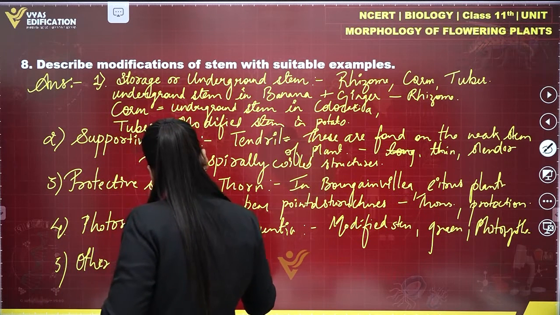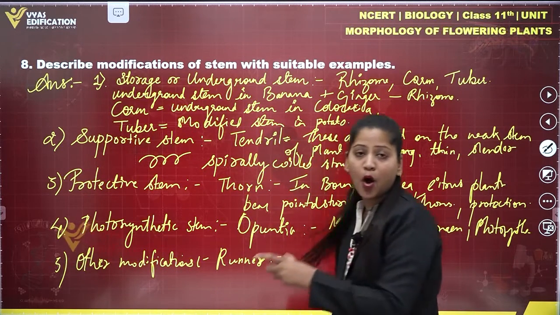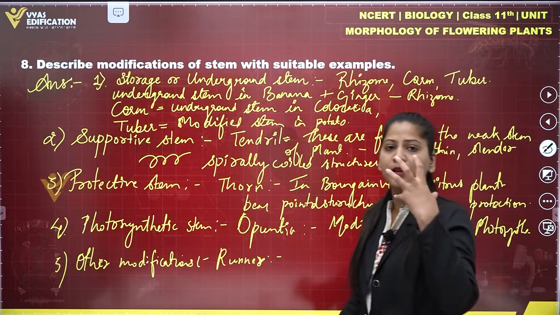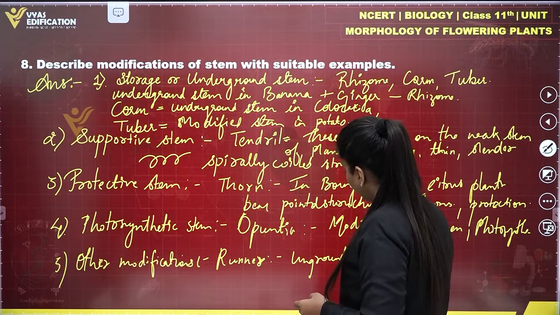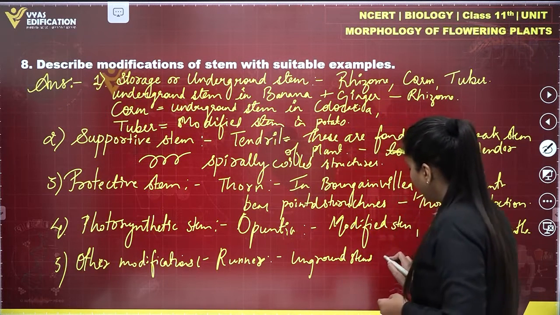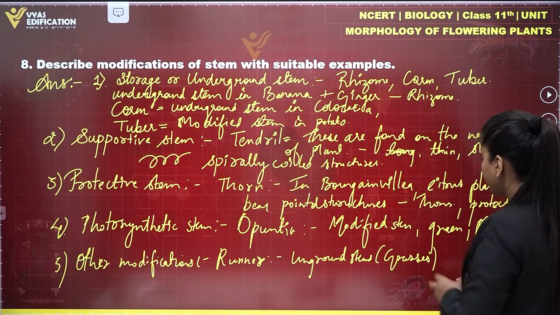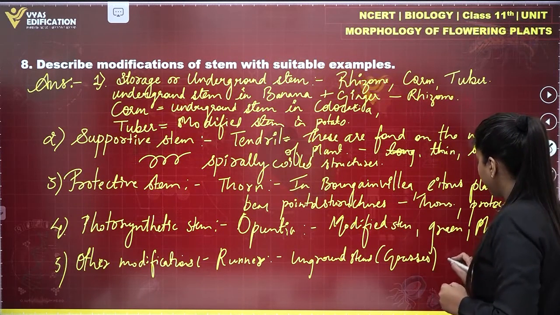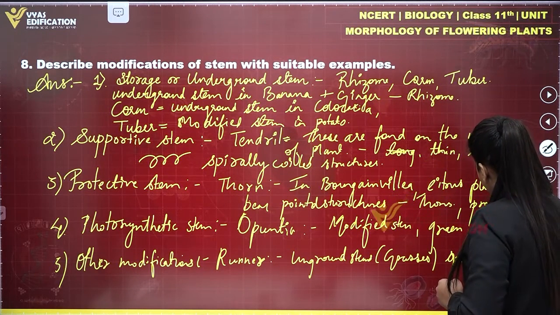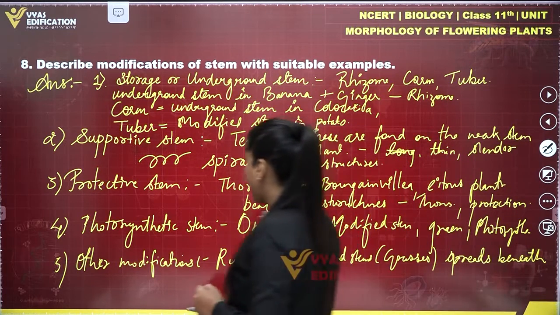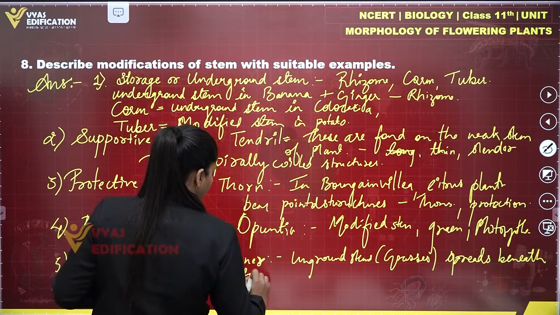Such as runner. These underground stems, runners, are also underground stems such as in grasses. Underground stems such as those present in grasses spread beneath the soil for perennation.